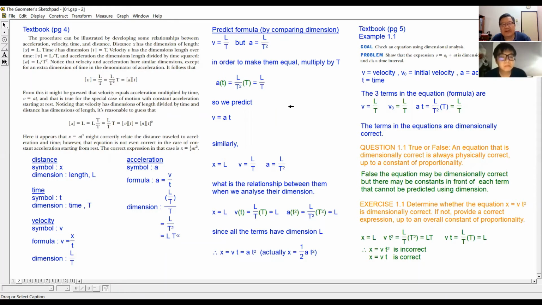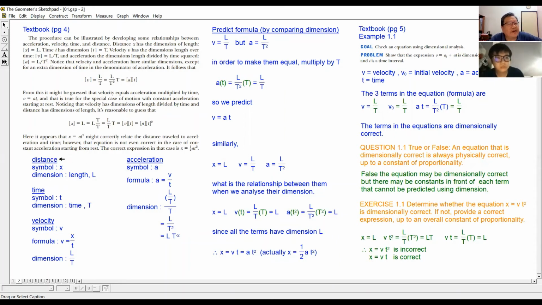Or sometimes we know there is a relationship, but we don't know the exact relationship. So we use this to find out the relationship between these physical quantities or variables involved, right? So this is part of the textbook. Let me explain in detail.